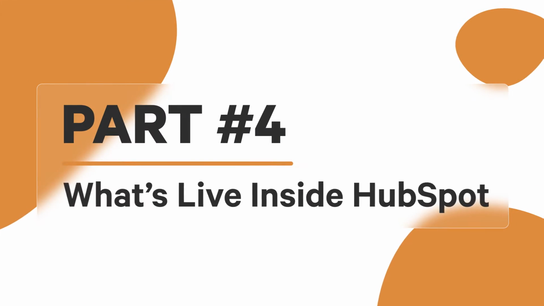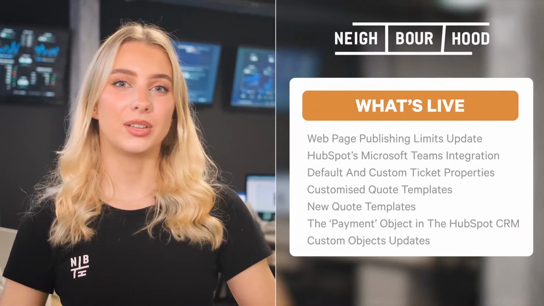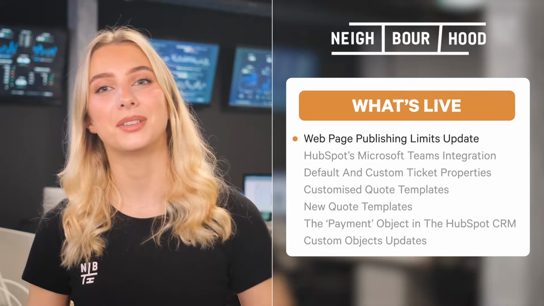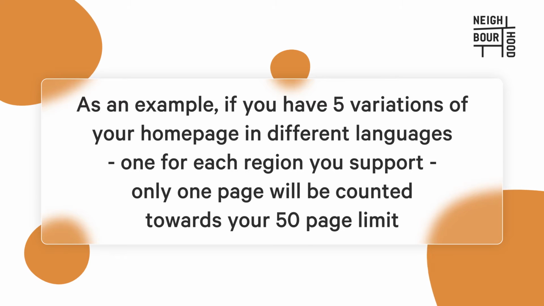Now onto what's live inside HubSpot. CMS Hub starter users will now be able to publish 50 instead of 15 website pages and can create an unlimited number of multi-language variations for each of those 50 pages. As an example, if you have 5 variations of your homepage in different languages, one for each region you support, only one page will be counted towards your 50-page limit.